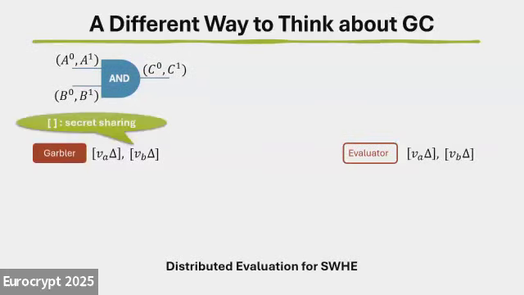Our scheme tries to think from another perspective, from the perspective of secret sharing. The garbler and evaluator, at the beginning, have shares of the input bit times the global key. This is like secret-sharing-based two-party computation.